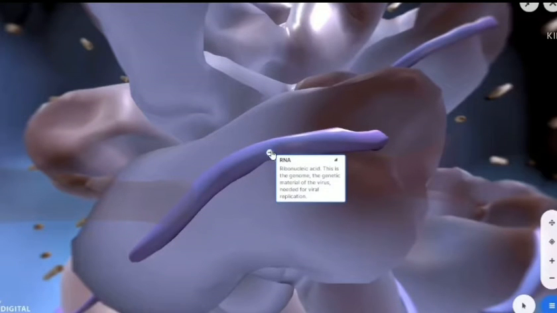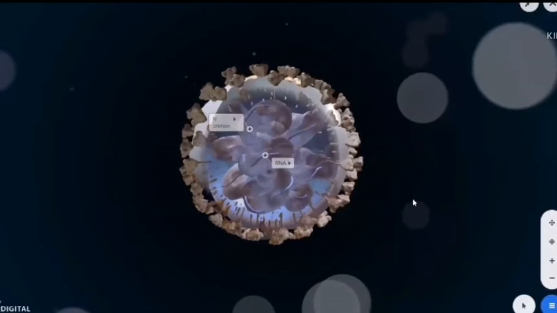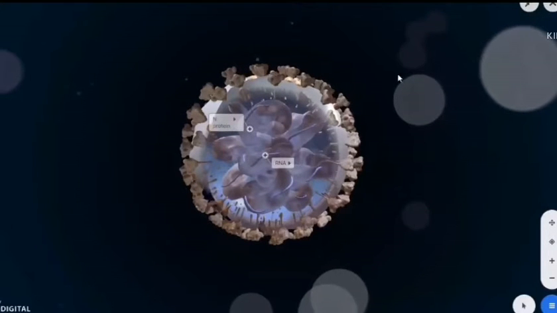And that's all for the structure of the SARS-CoV-2, and I hope that you have learned something from this discussion. Thank you so much for listening.